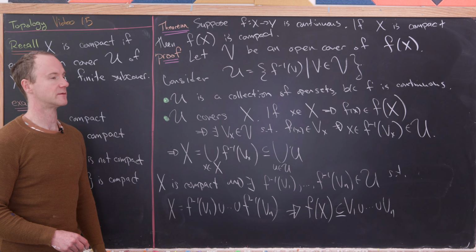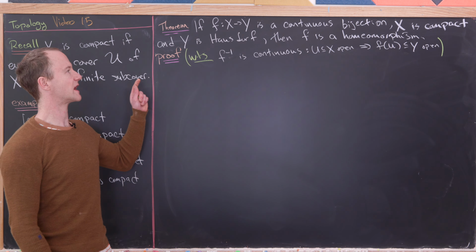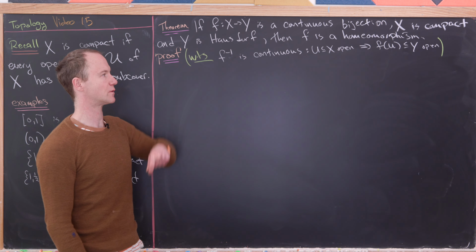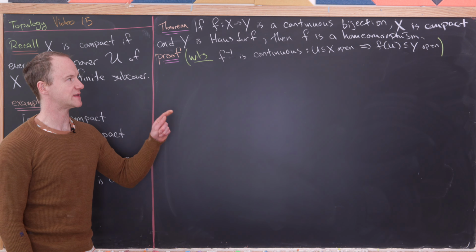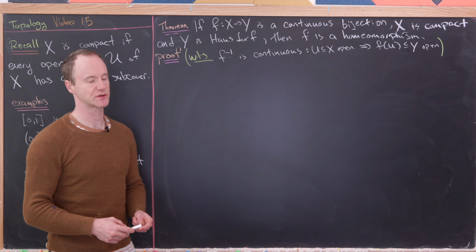Okay, so now let's move on. For our next result, we'll say that we've got a continuous bijection from X to Y. Let's also suppose that X is compact and Y is Hausdorff.